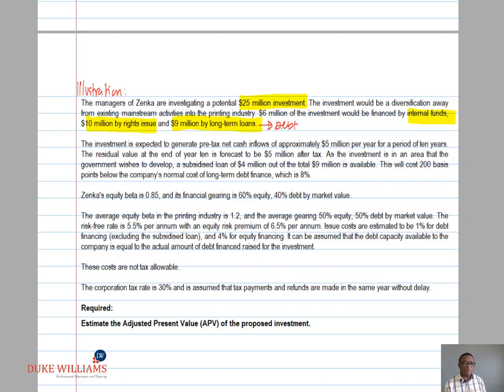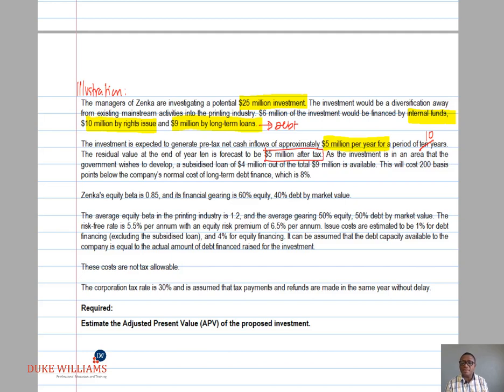And then it says the investment is expected to generate pre-tax net cash inflows of approximately 5 million per year for a period of 10 years. And then we are told that the residual value at the end of the 10-year period is forecast to be 5 million after tax. So we need to consider that in the NPV.